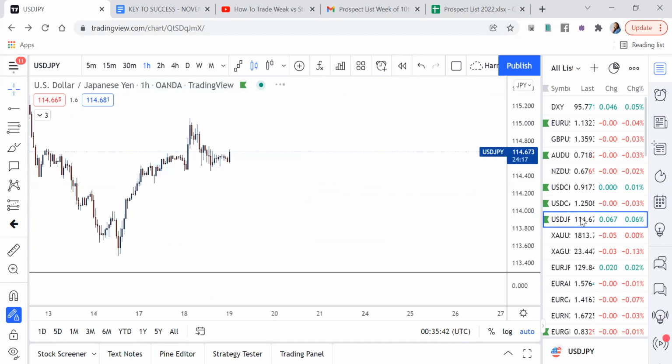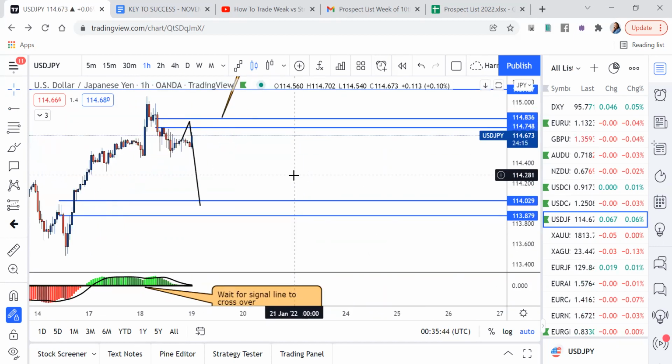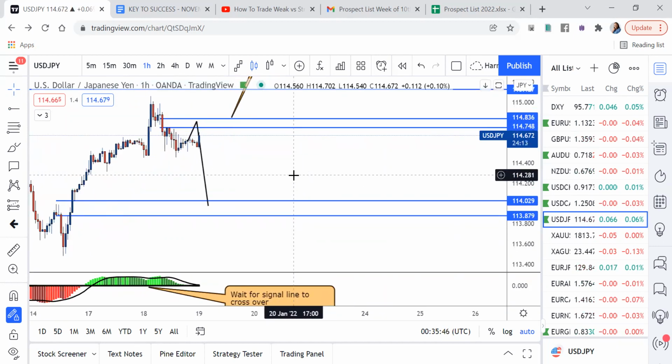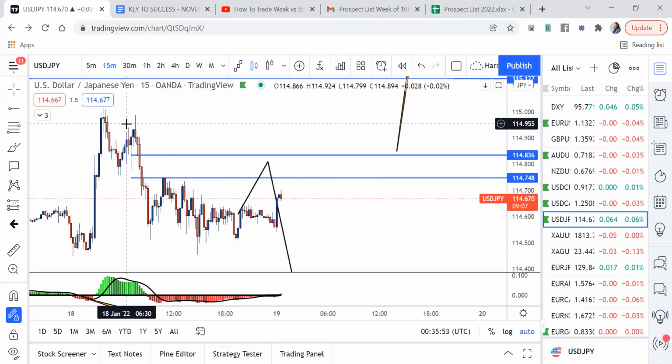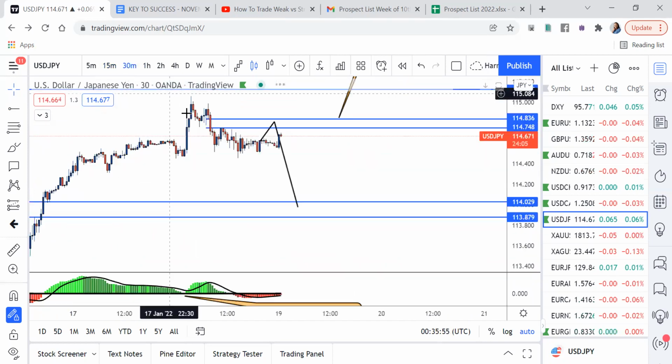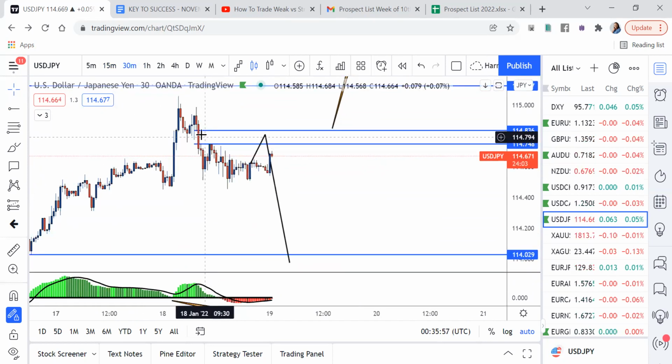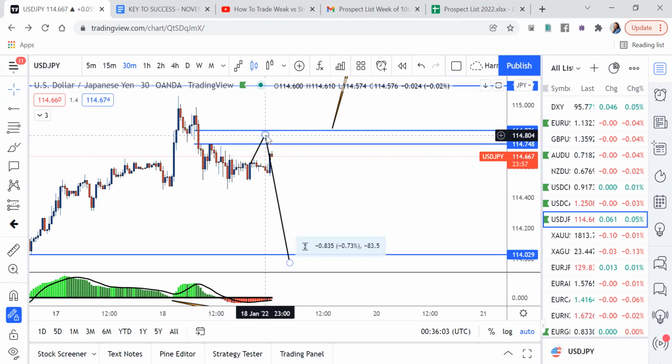Let's look at USD JPY. So I called a sell limit order on USD JPY today. Right, this is the imbalance candle. And what I have is for price to come up, test this zone, and then drop.